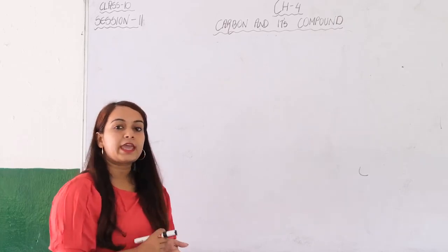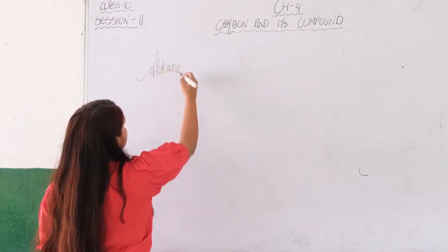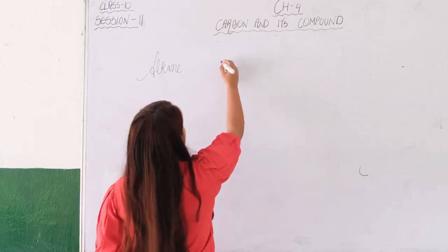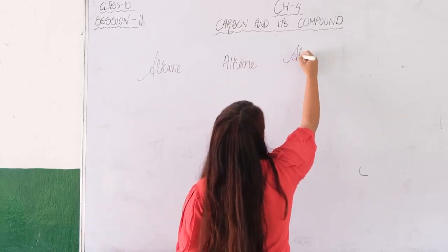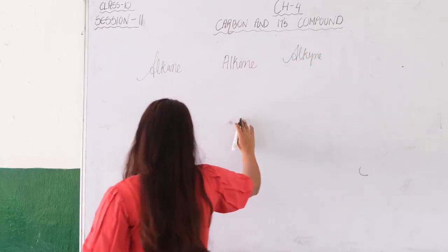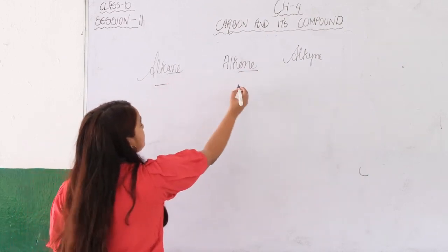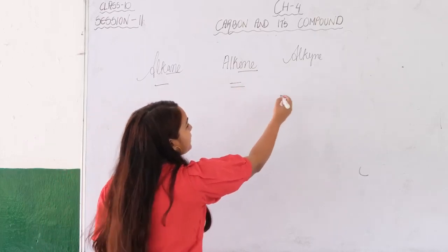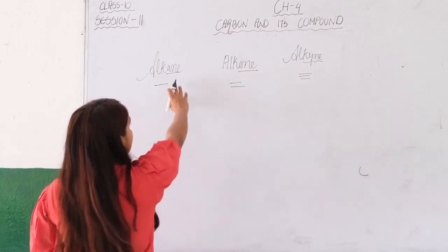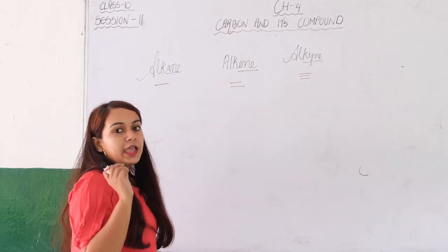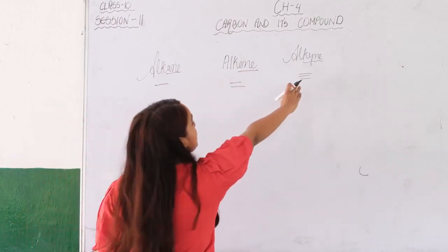Alkane, alkene, alkyne. Alkane means single bond, alkene means double bond, and alkyne means triple bond. Just remember the last three letters. That means if you see A N E, it will be a single bond, E N E will be a double bond, and Y N E will be a triple bond.